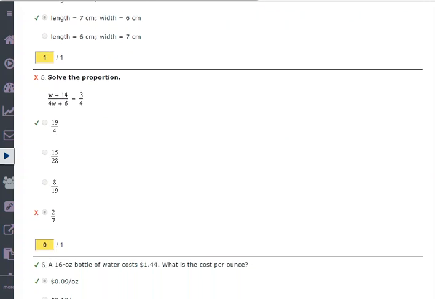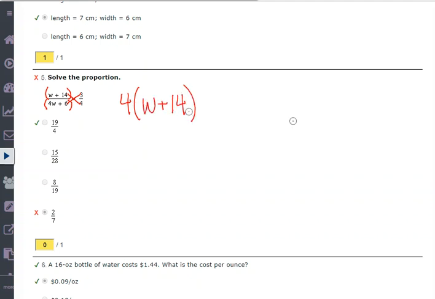Number 5 is asking you to solve the proportion. When you solve a proportion, we do what's called cross multiplying. So we're going to take this w plus 4 and multiply it times 4. Then we're going to take 4w plus 6 and multiply it times 3. Thing with a proportion though, when you have expressions like w plus 4 on top, you have to use the distributive property. So essentially what you're doing is taking 4 times the whole parenthesis. So it's 4 times w plus 4.